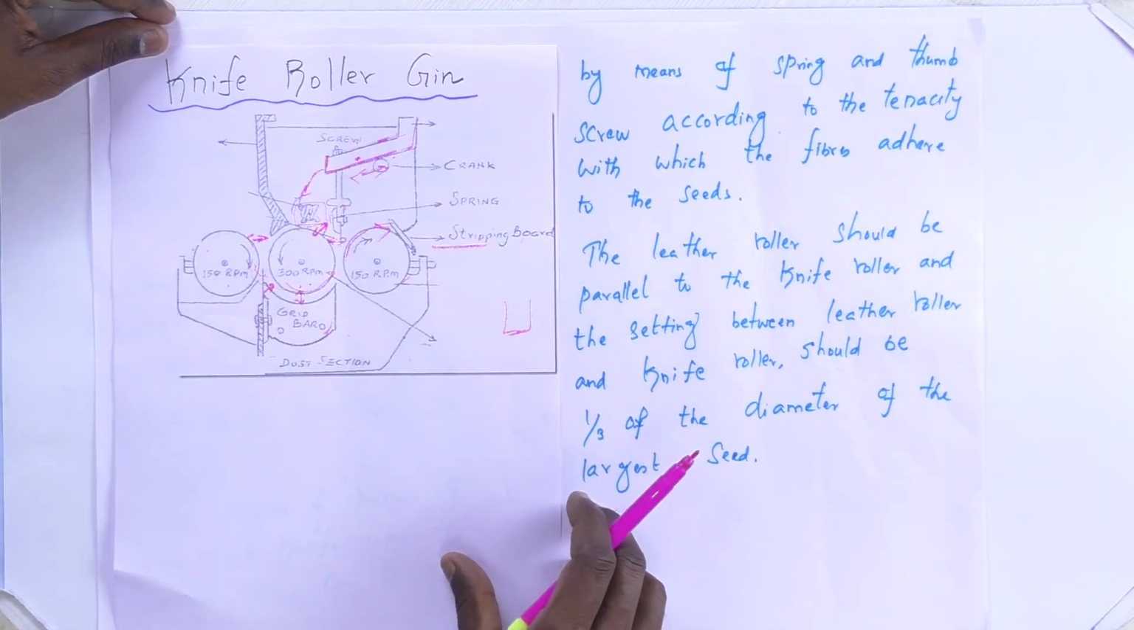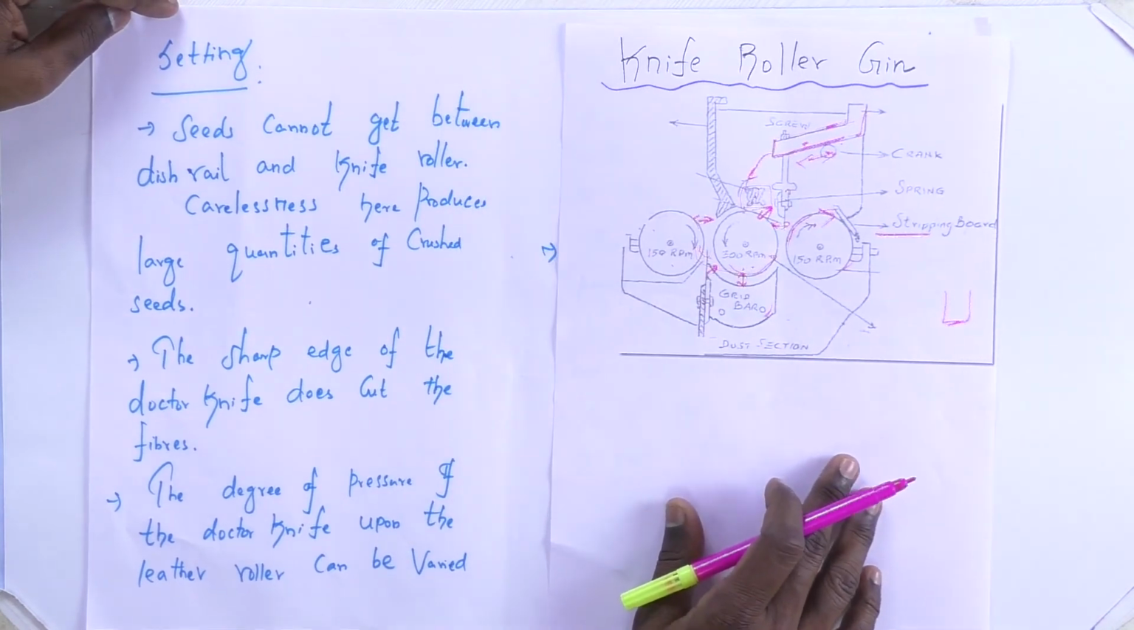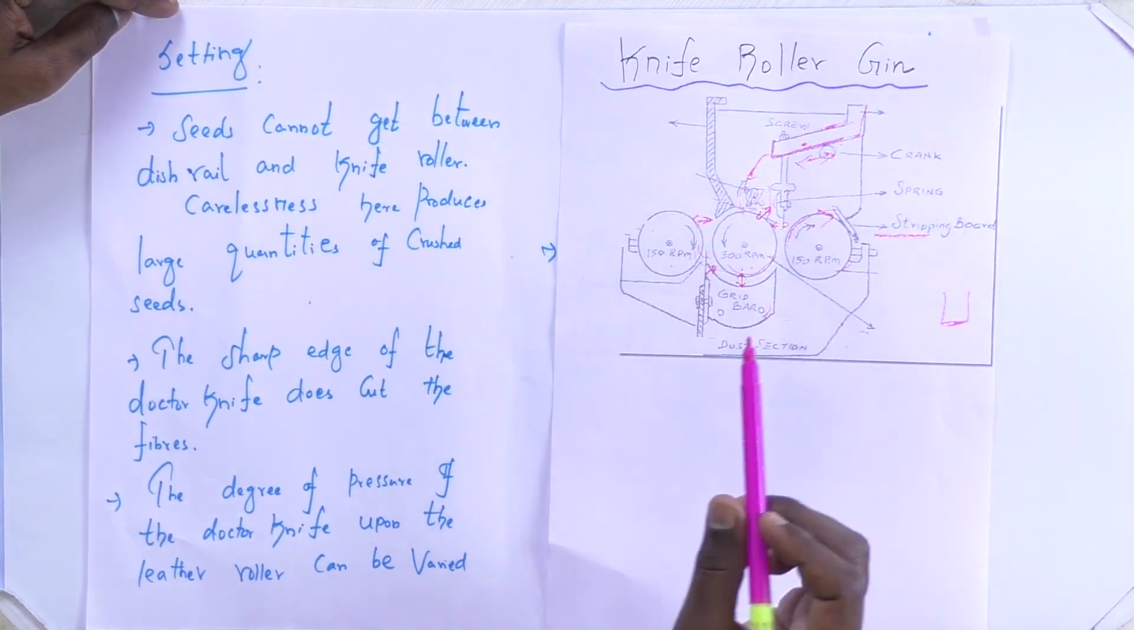The first setting: if the setting between the leather roller and knife roller is wider, what happens? The seedless fiber does not follow the surface of the leather roller, so it is possible for the entire process to collapse. Also, if the setting between the doctor knife and knife roller is not in proper condition, the seeds may mix with the seedless fiber, so it creates more wastage. So it is important to maintain the proper setting while processing cotton fibers.